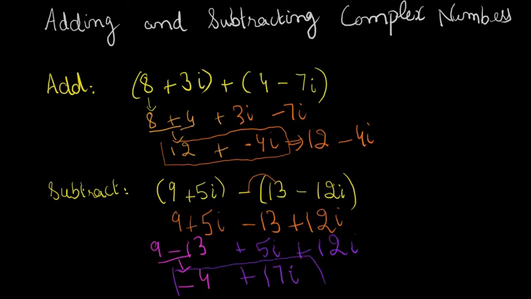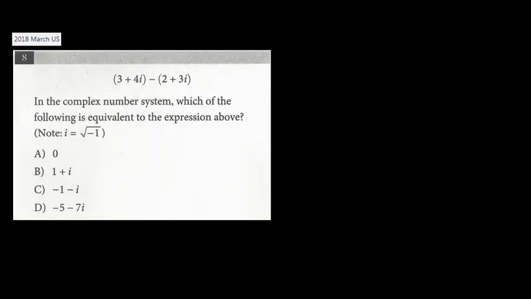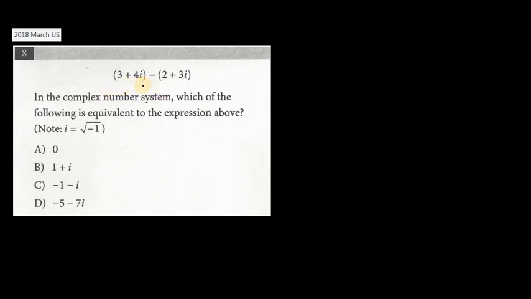And I'm going to scroll down and do an actual problem from the SAT involving, in this case, subtraction of complex numbers. And if you're not from the SAT, you can just end the video at this point. You can see this is from 2018, March, US. In the complex number system, which of the following is equivalent to the expression above? 3 plus 4i minus the parentheses 2 plus 3i. Pause the video and see if you can figure this out on your own.